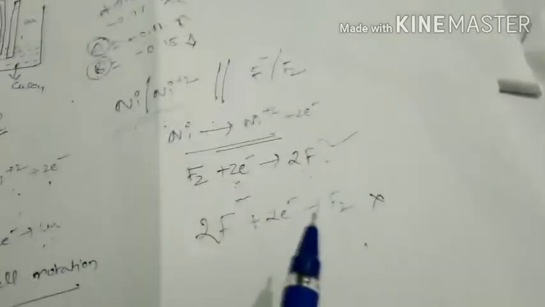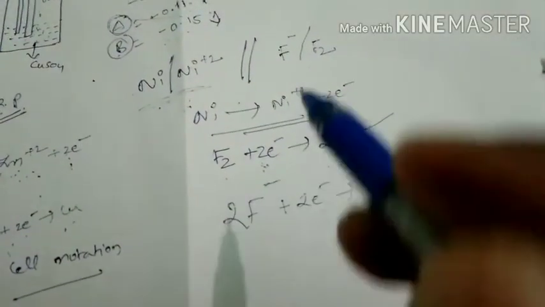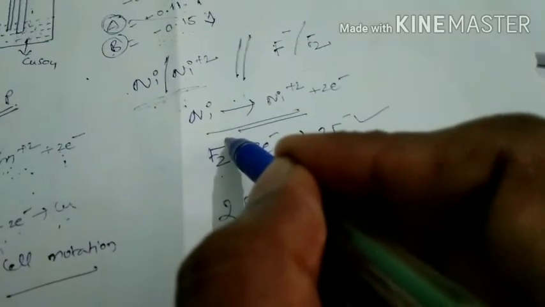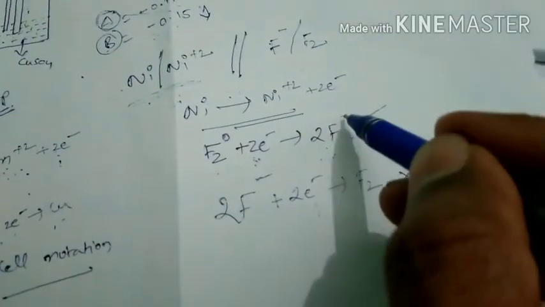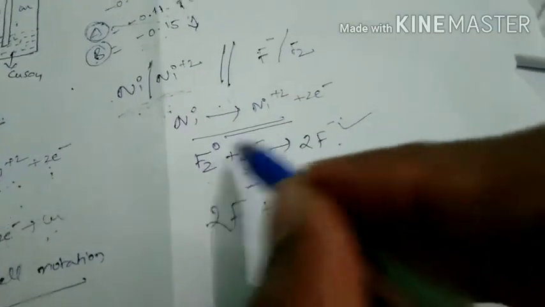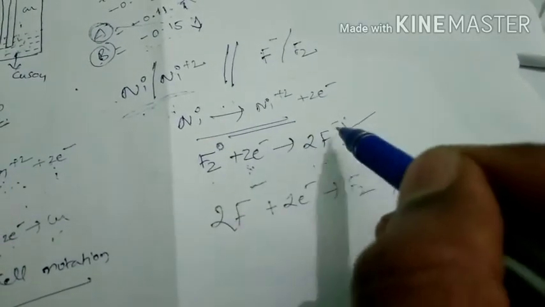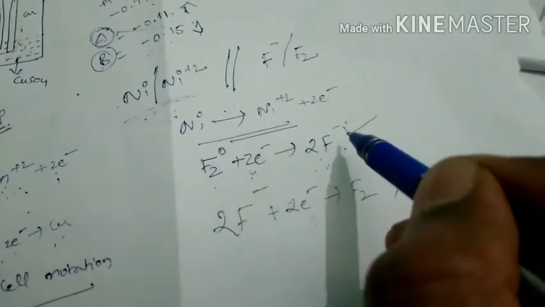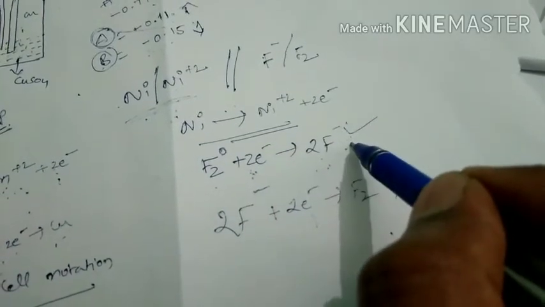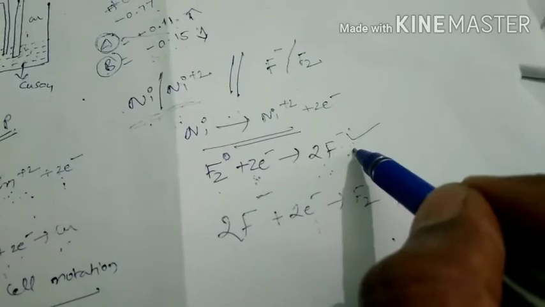And there is one more reason to write like this. Here the charge is how much? Elemental state, 0. Here the charge is how much? -1. When 0 becomes -1, does the oxidation state increase or decrease here? Here the oxidation state decreases. When the oxidation state decreases, that will be considered as reduction.